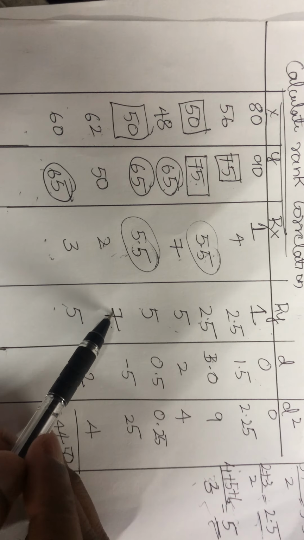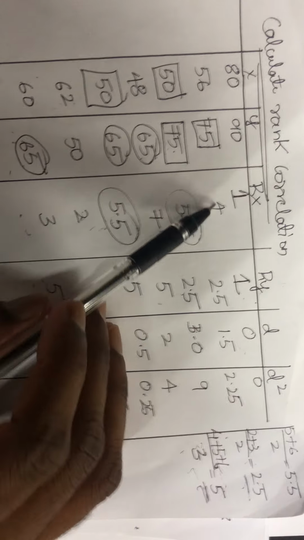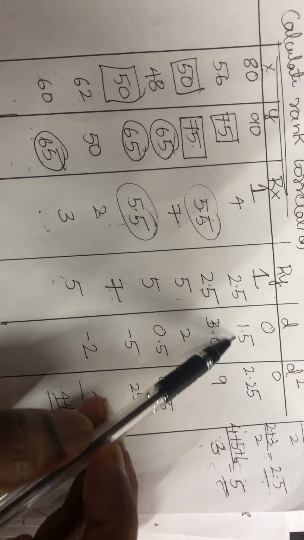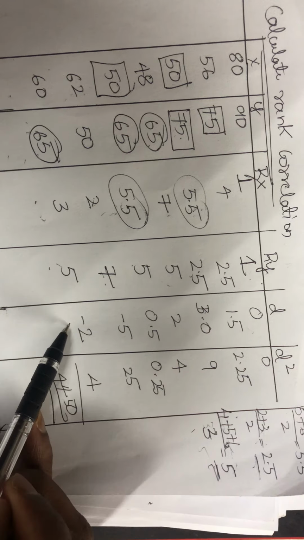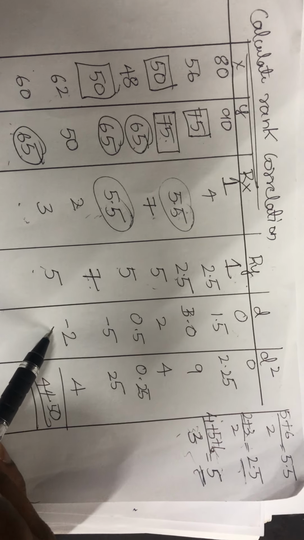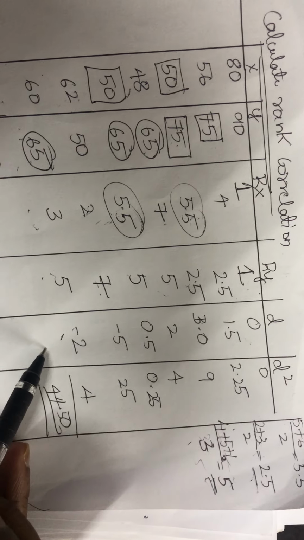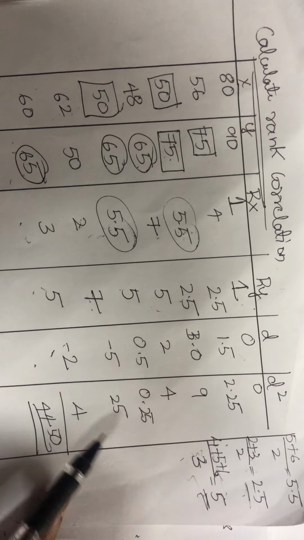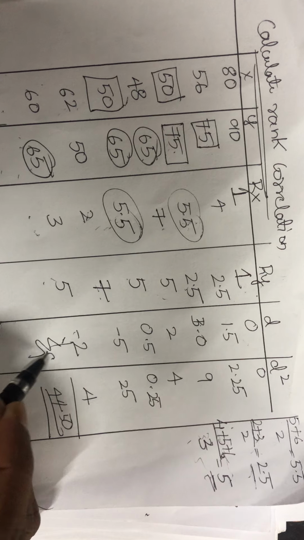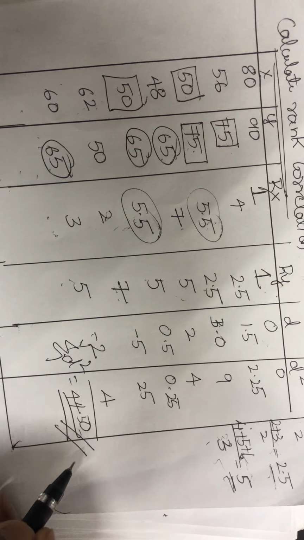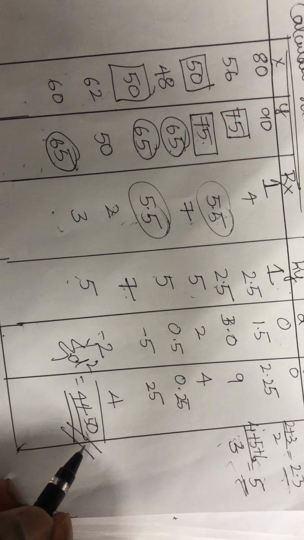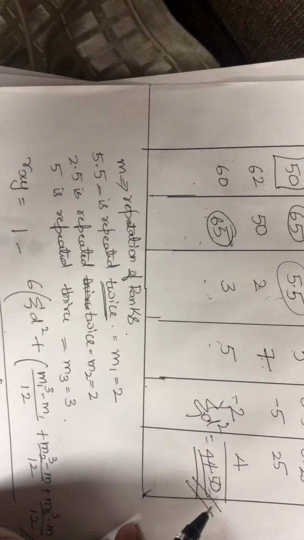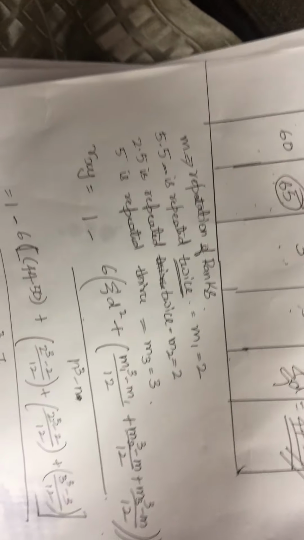Now after giving ranks, we have to find the difference between the ranks. So 1 minus 1 is 0, 4 minus 2.5 is 1.5. In a similar way we find the differences. After finding the differences, we know the difference sum will always be 0. So we have to find the difference squares. When you total the difference squares, you get summation d square as 44.50. Now we have to apply Spearman's rank correlation.